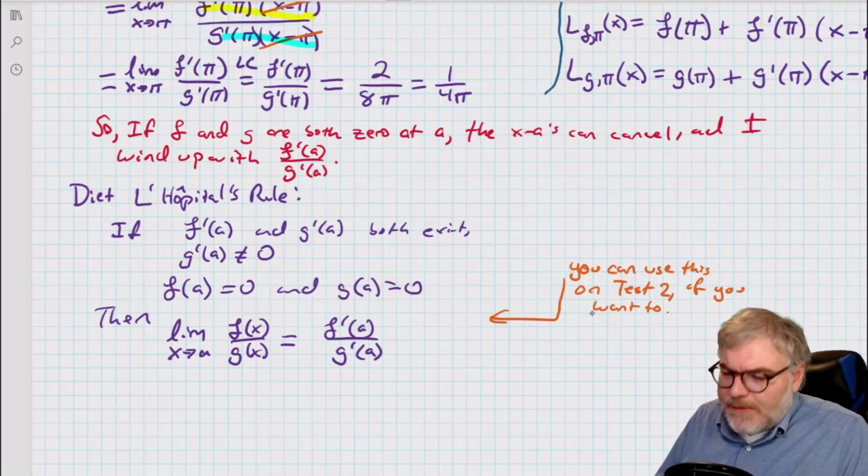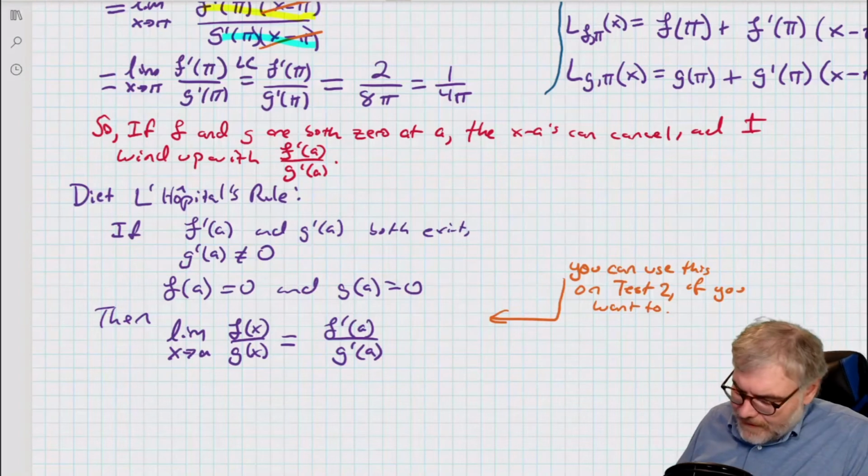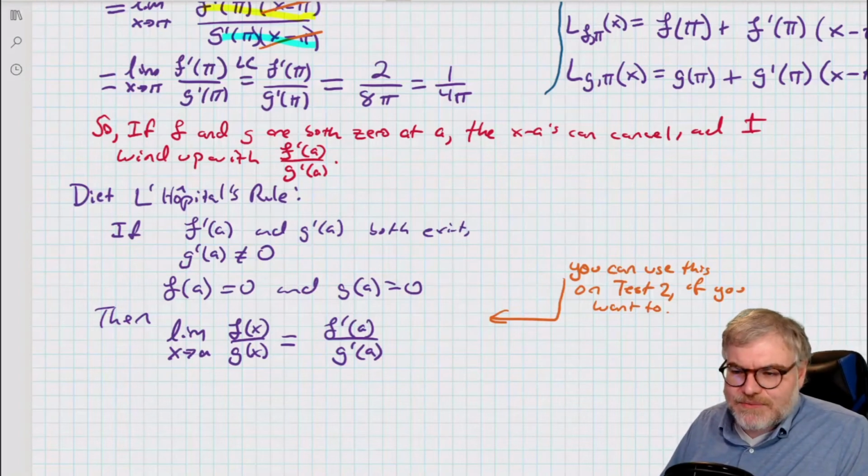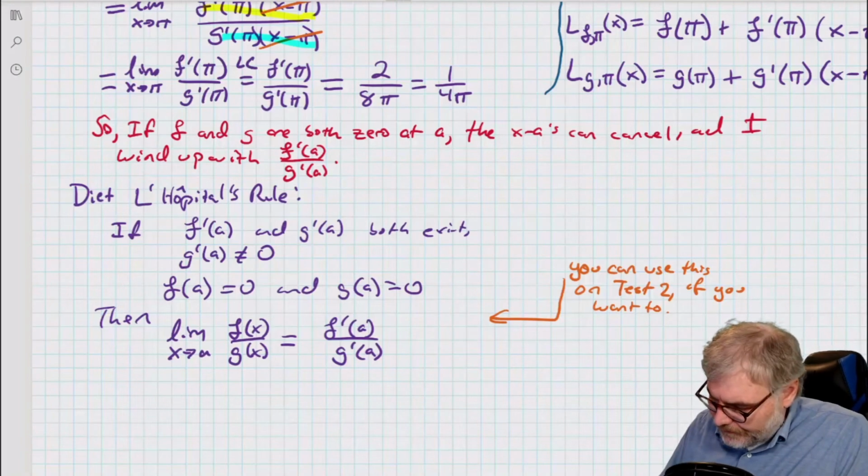And if you get any limit problems on test 2 where this is applicable, you can now use it. Okay, because we've covered it. So if you meet the conditions for L'Hopital's rule, you can now use that on test 2.